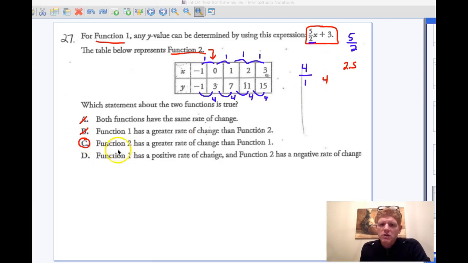But let's check letter D just to be sure. Function 1 has a positive rate of change. Well, that's true. 5/2 is positive. And function 2 has a negative rate of change. 4/1 is not negative, so that cannot be true. And our answer is C.